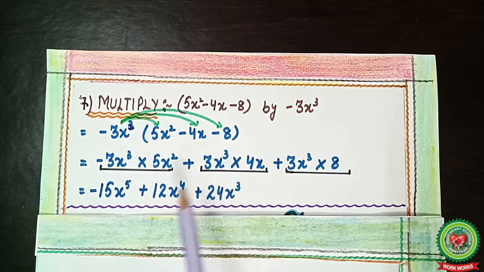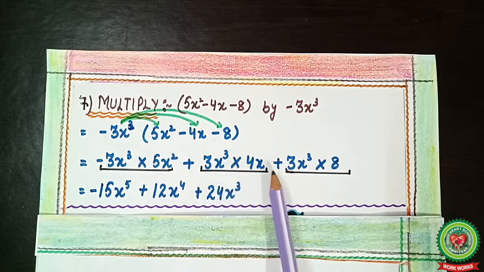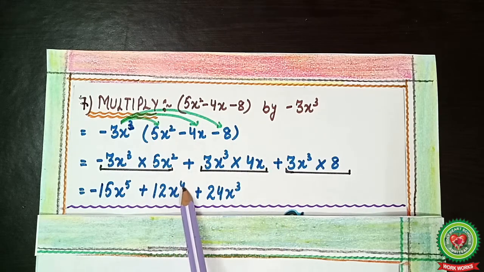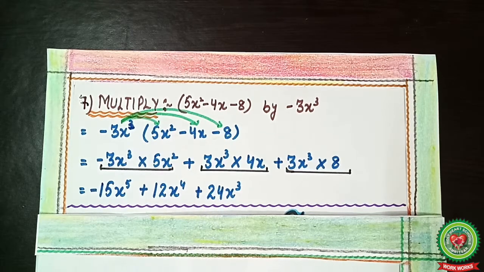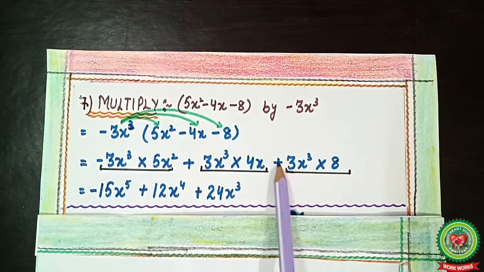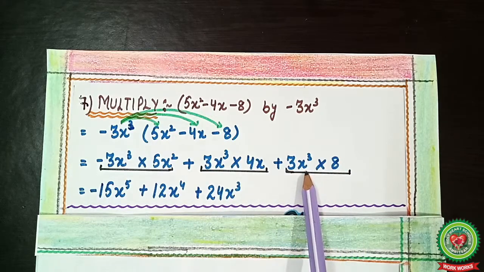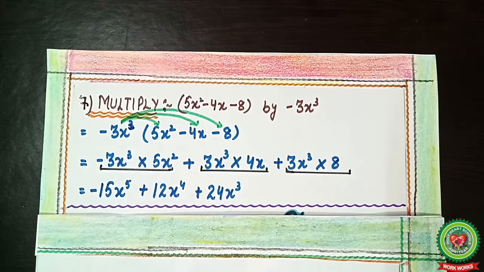3 into 4, that is 12. X raised to power 3 and x raised to power 1, no power written, that means 1. So here you will have x raised to power 4 with the same rule, that is bases are same, their powers will be added. Plus will remain plus. 3 into 8, that is 24, and x cubed is alone here, no variable with it. So you will write here x cubed, right?